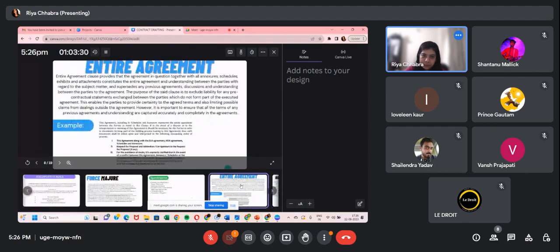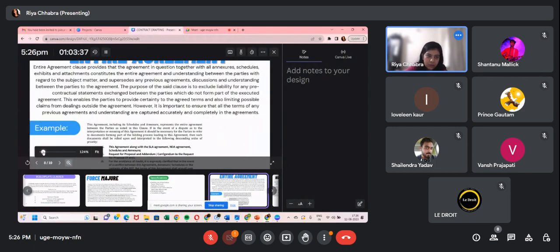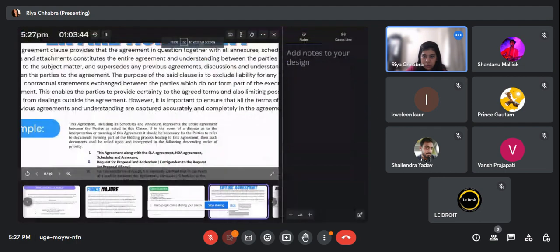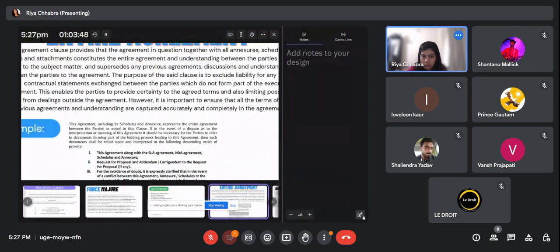One second. Give it a minute and read this particular clause. If you want me to zoom in, let me know. Done?